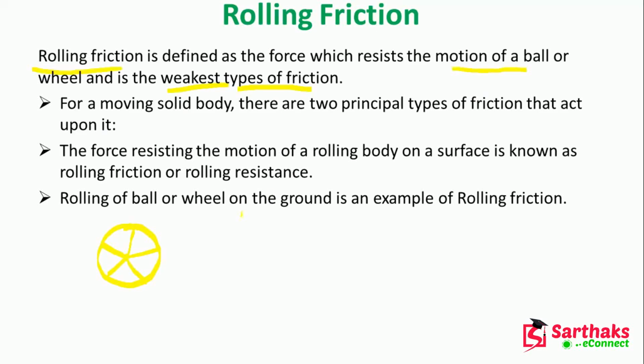For a moving solid body, there are two principal types of friction acting on it. The force resisting the motion of a rolling body on a surface is known as rolling friction, and rolling of a ball or wheel on the ground is also an example of rolling friction. Now, you can see that in your car, the wheel is moving with respect to this center. So this will offer some rolling friction.